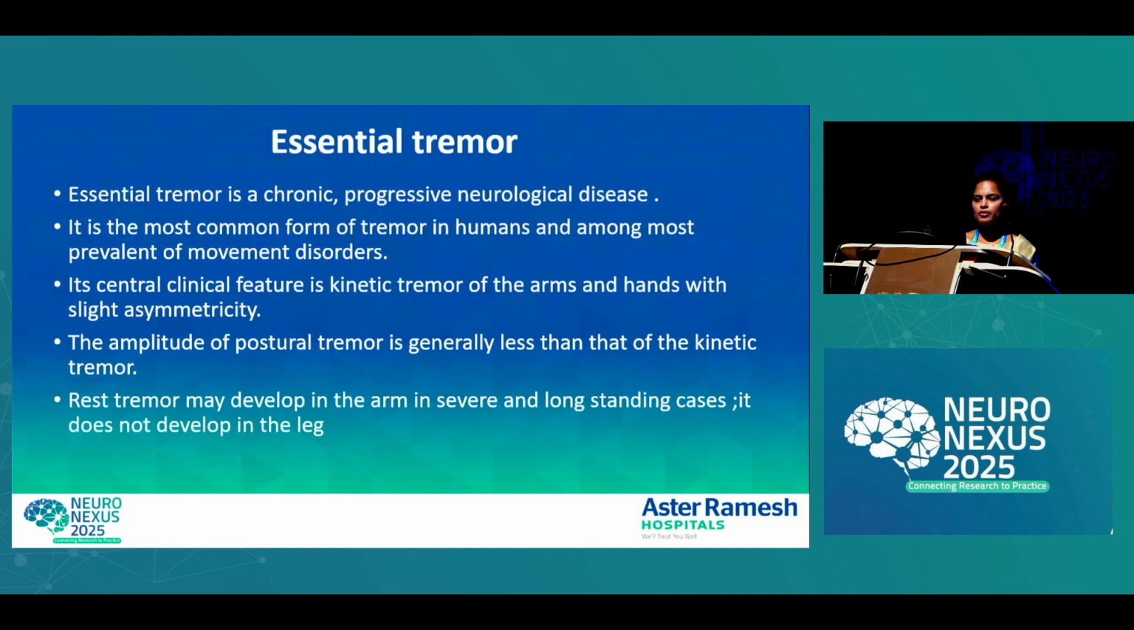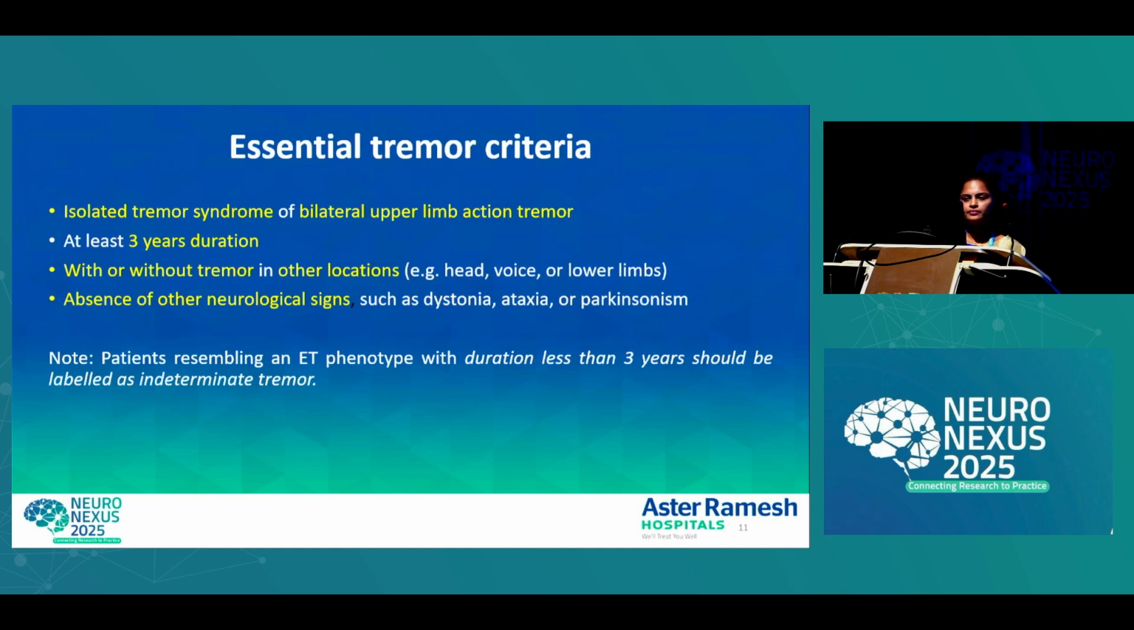It is a chronic and progressive neurological disease. Its central clinical feature is a kinetic tremor of the arms and hands with a slight asymmetry between the two hands. Even though postural and kinetic components are both found in essential tremor, the amplitude of postural tremor is generally less than that of kinetic tremor. And rest tremor also develops as the disease progresses in advanced cases, and it usually develops in the hands only. It doesn't develop in the legs, unlike the rest tremor of Parkinson's disease.